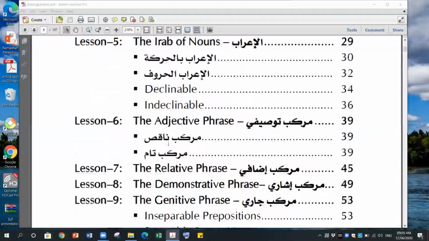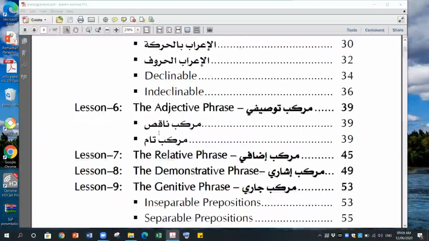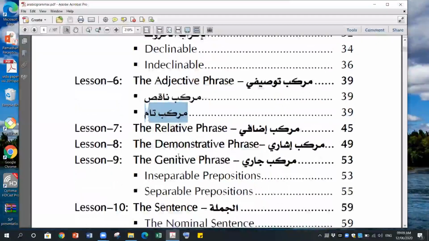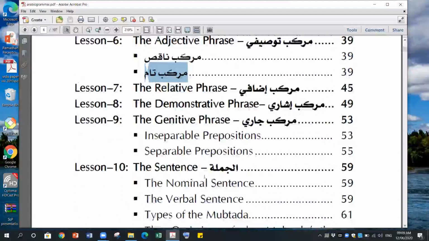Murakkab tawsifi, adjective phrase, that is actually a type of murakkab naqis. Basically there are two types of phrases, perfect and imperfect. Imperfect yani murakkab naqis, there are four types of murakkabe naqis: murakkabe tawsifi, murakkabe wafi, murakkabe jari, murakkabe ishari. These all four are the types of murakkabe naqis. And then we say murakkabe tam means the perfect murakkab, and that actually is a sentence, right? The sentence is called murakkabe tam also. So this also we have done.